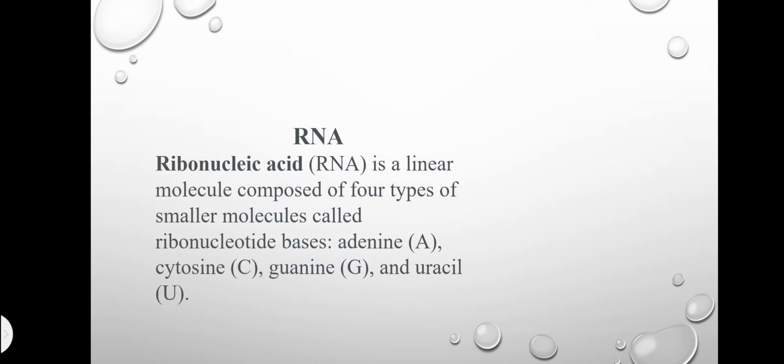And now we discuss the topic of RNA. RNA is basically ribonucleic acid. RNA is a linear molecule composed of 4 types of bases. It includes adenine, cytosine, guanine and uracil.